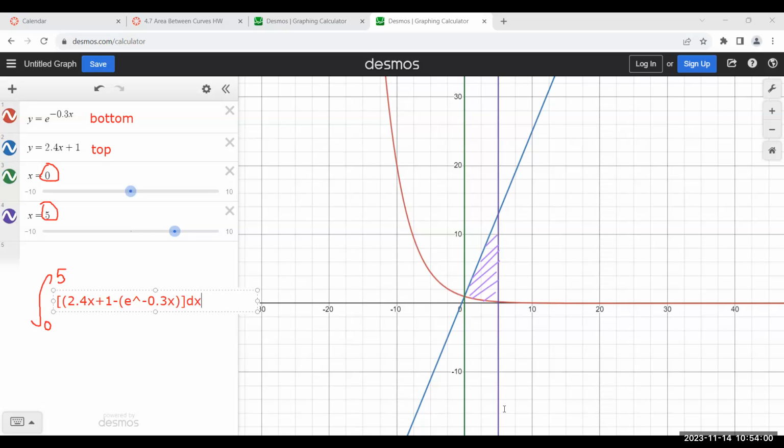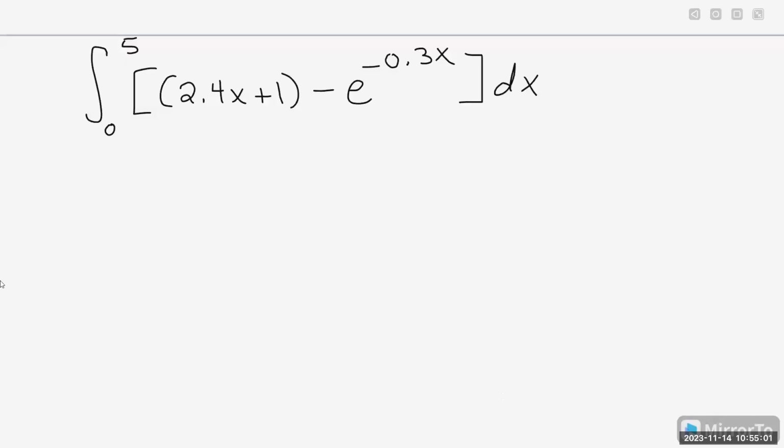Yeah, I'll go ahead and write this and then we'll actually find the definite integral. All right, so we're going to use the fundamental theorem of calculus to find this value right here, which means we first have to integrate the function that we see inside. So that 2.4x plus 1 minus e to the negative 0.3x. So that's our first job, is to integrate this.